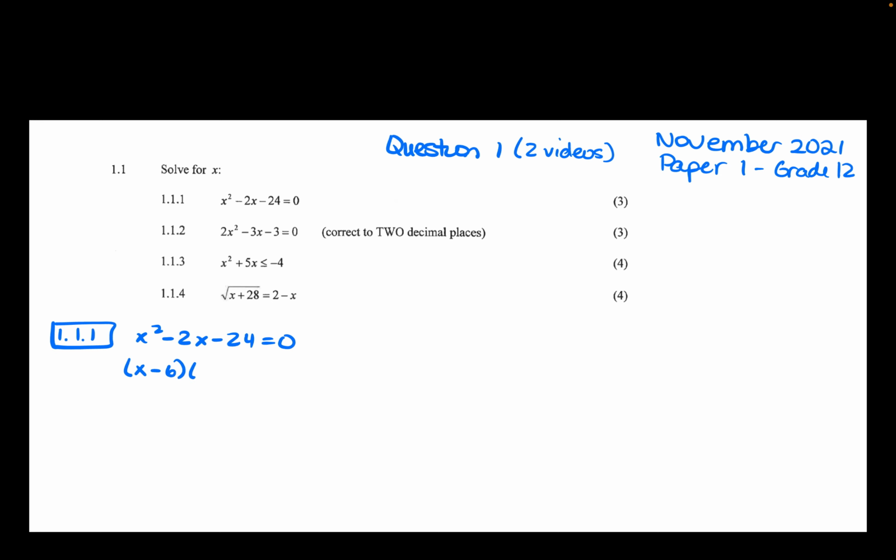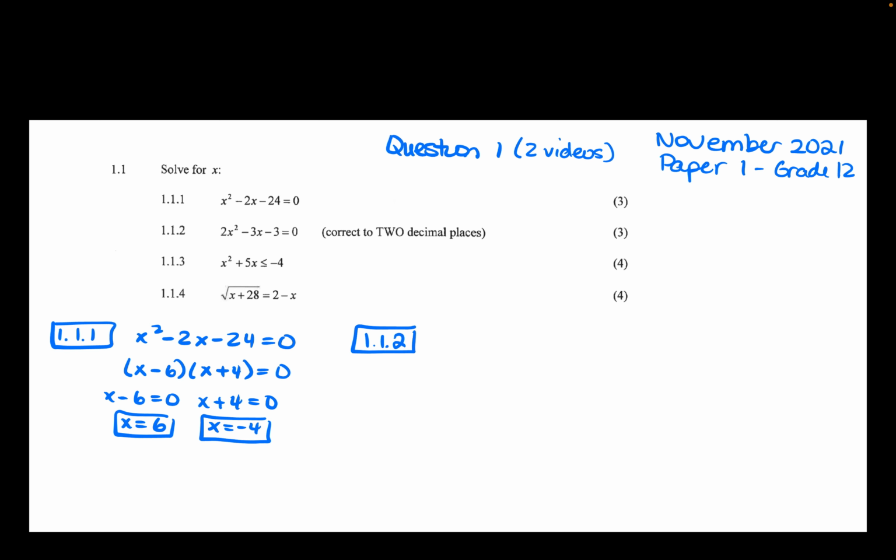x minus 6 and x plus 4. Negative 6 and positive 4 multiply to negative 24 and add to negative 2. And then we set each of those factors equal to 0. You could do that in your head probably and see that the two solutions or roots are 6 and negative 4. You could use the quadratic formula, but factoring is easier if you know how to do that.